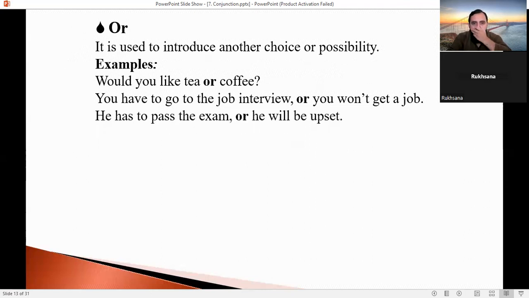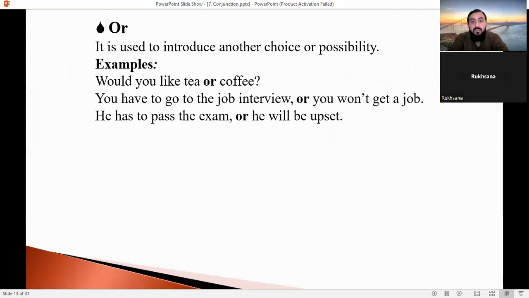Sir, I am confused in the second one. You have to go to the job interview or you won't get a job. So here, actually, "or" is used to introduce another choice or possibility, and it also shows a sort of warning or a result.